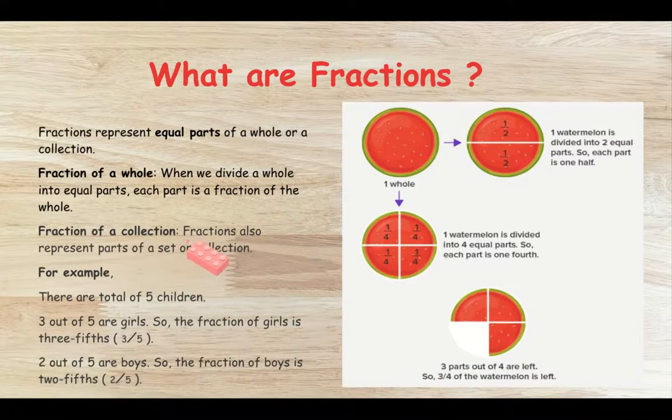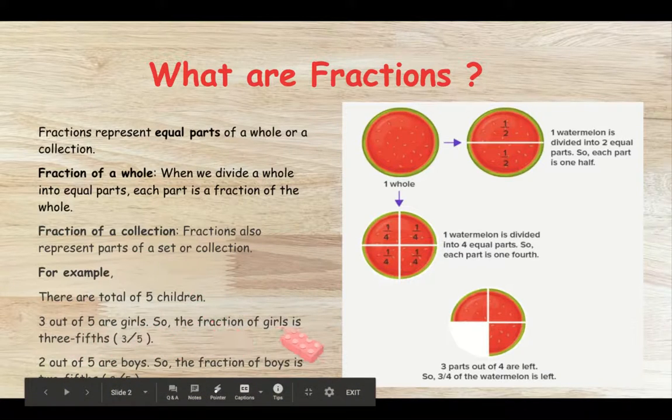Fraction of a collection. Fractions also represent parts of a set or a collection. For example, there are a total of 5 children. 3 out of 5 are girls, and so the fraction of girls is 3/5. 2 out of 5 are boys, so the fraction of boys is 2/5.